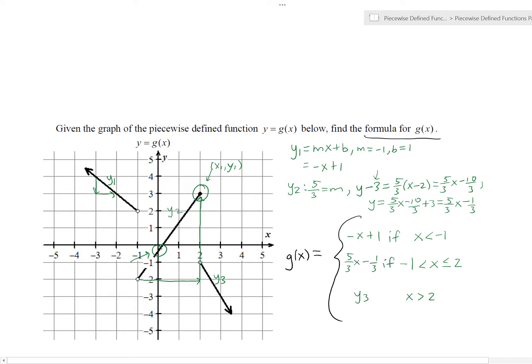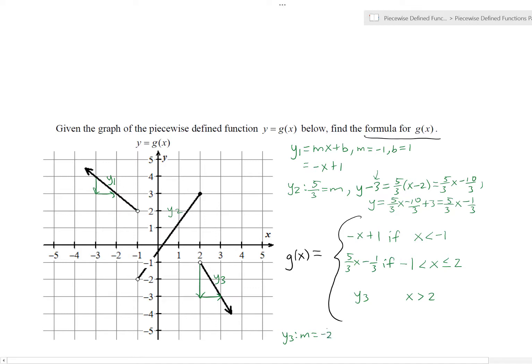And that is true if x is larger than -1 and less than or equal to 2. Erase some of those little things right there. And finally, y3. We can see if we go down 2 units and over 1 unit, then we're on the line from that initial point. So we know that for y3, the slope is going to be down 2 over 1.